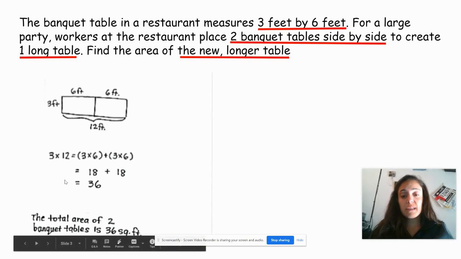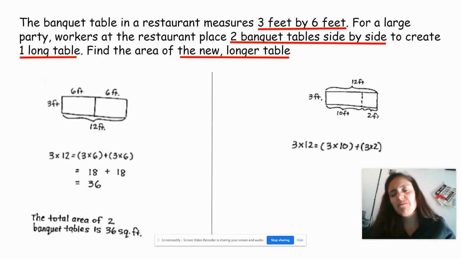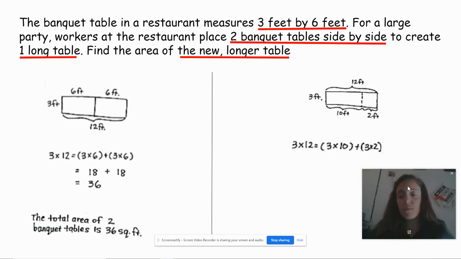So now for my second part, I could break it down into a group of 10 and a group of 2, because you know what, 6 and 6 may be a little bit hard, but I know for sure 3 times 10 plus 3 times 2. So I break it down into a group of 10 and a group of 2 because, you know what, 10 is an easy number. So I have the same thing when I solve it.